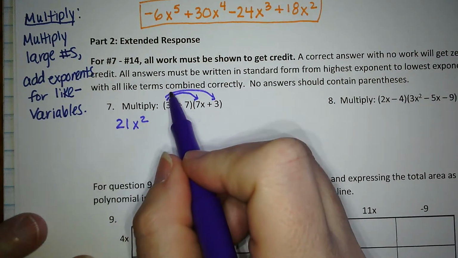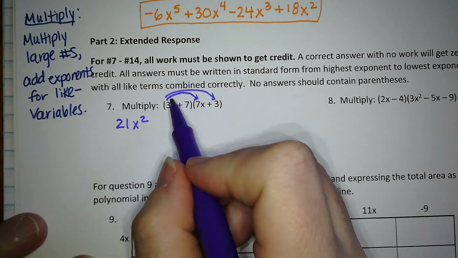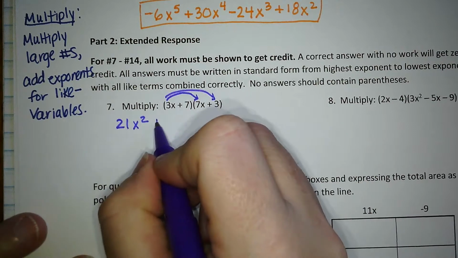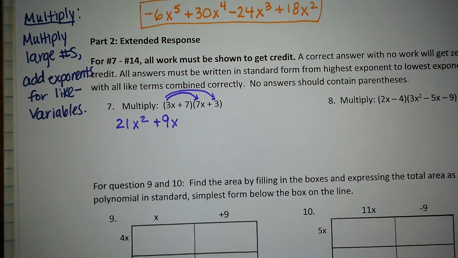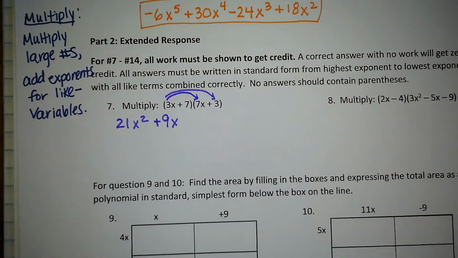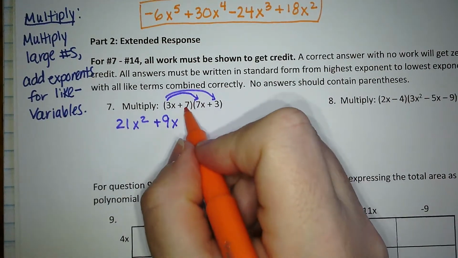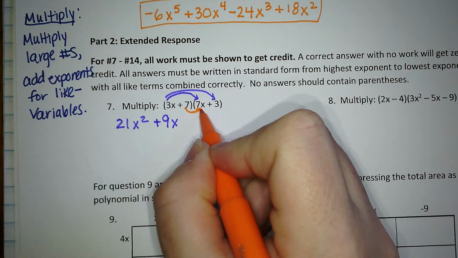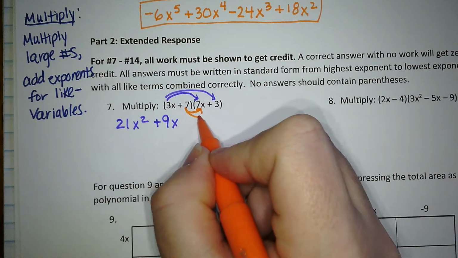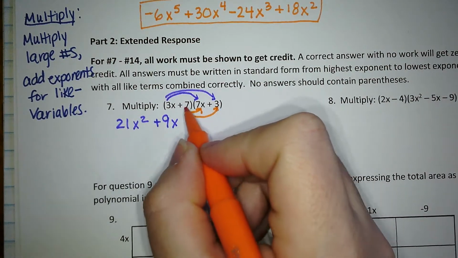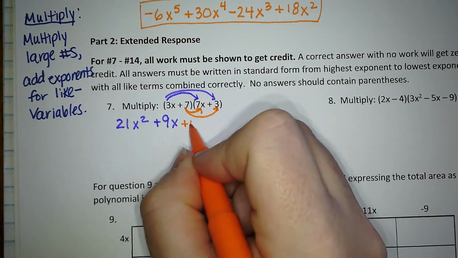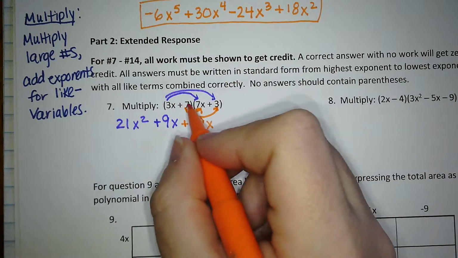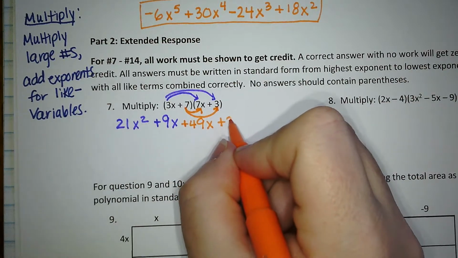Then we're going to do 3x times 3. Well, 3 times 3 is 9, and there's only one x there. Then we're going to take a look at our positive 7. In positive 7, we're going to multiply underneath, and we're going to distribute that to our second parenthesis. So when we do that, 7 times 7 is 49. So that's going to be 49x. And then 7 times 3 is 21.